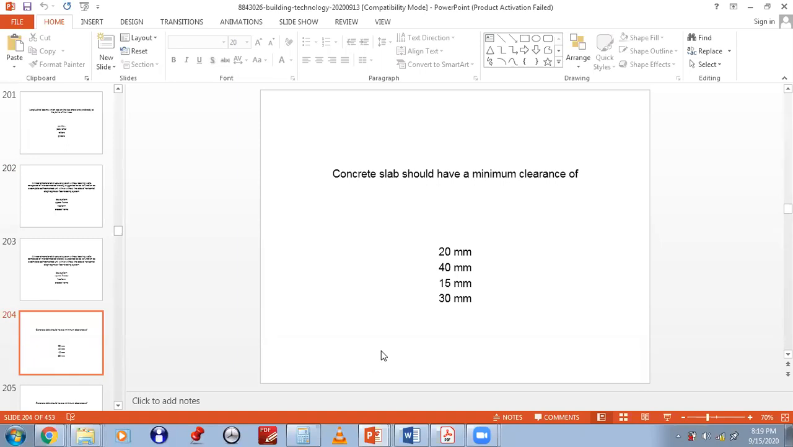Oh yeah, so you should know this question also. Concrete slab should have a minimum clearance of 15 or 20. Either 15 or 20. 15? Yeah, should be 15. Okay.